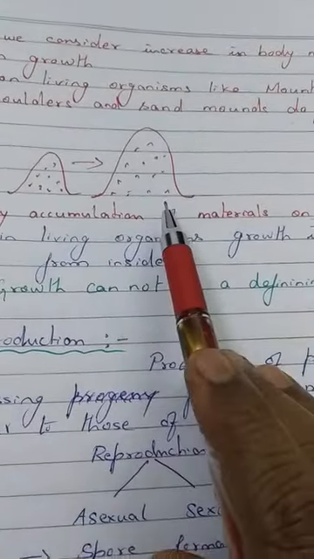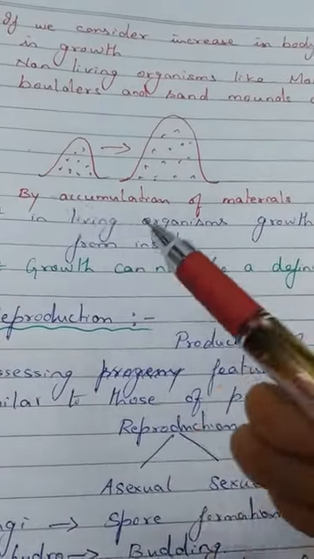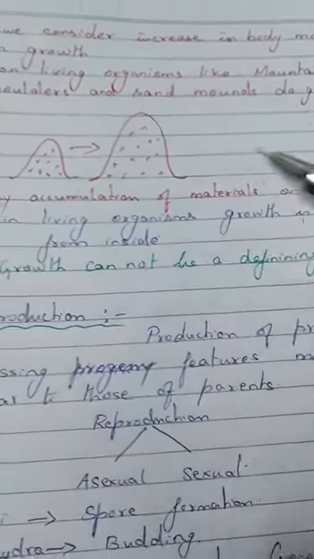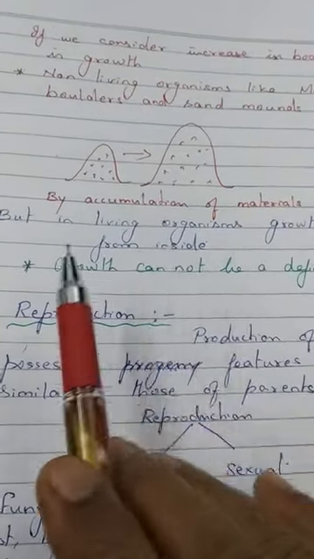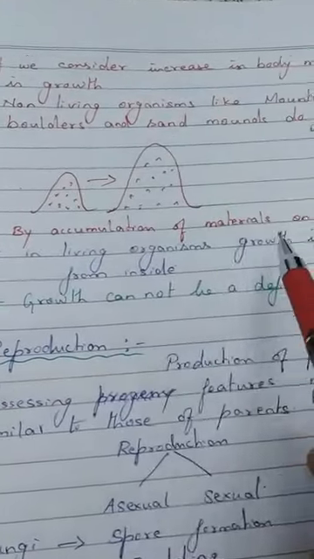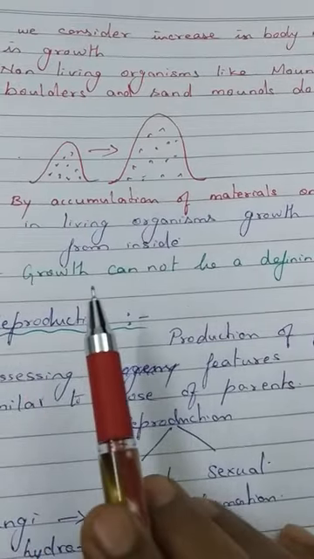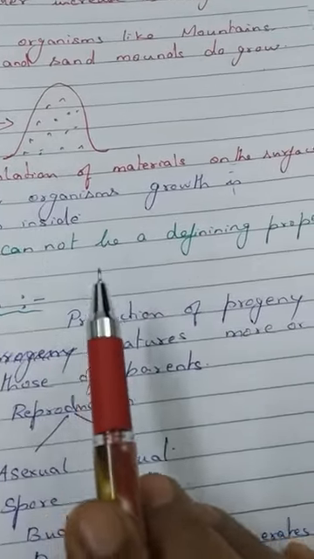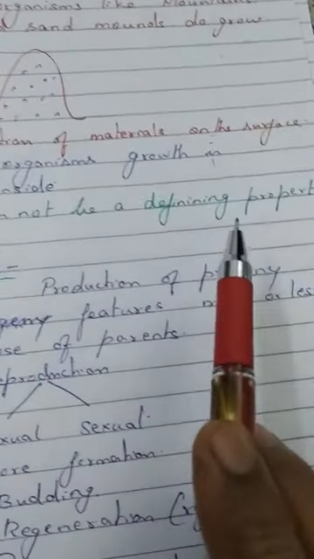In living organisms, new cells are added inside, not outside, but new cells are added into the body. That is the difference. Here, non-living things also increase in size, living things also increase in size. So, we cannot consider growth as a defining property. Growth cannot be a defining property.